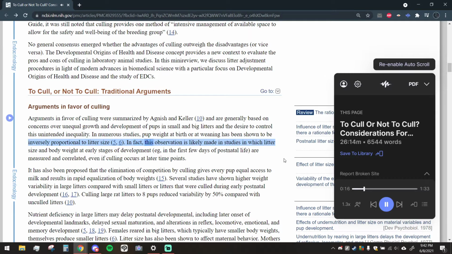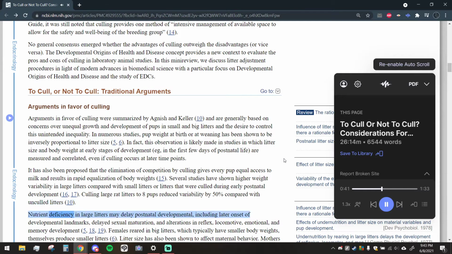In fact, this observation is likely made in studies in which litter size and body weight at early stages of development, for example in the first few days of postnatal life, are measured and correlated, even if culling occurs at later time points. It has also been proposed that the elimination of competition by culling gives every pup equal access to milk and results in rapid equalization of body weights. Several studies have shown higher weight variability in large litters compared with small litters or litters that were culled during early postnatal development. Culling large rat litters to 8 pups reduced variability by 50% compared with unculled litters.